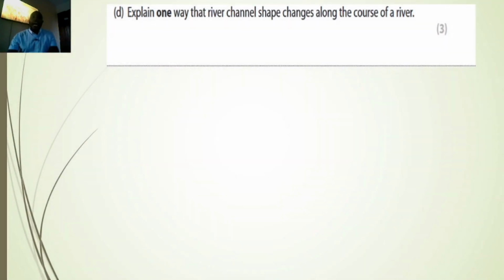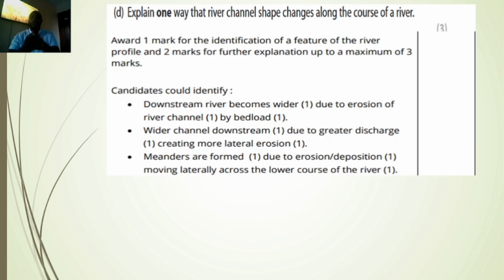And then: explain one way that river channel shape changes along the course of a river. You see, it's a very common question. The changes of a river along different courses, the upper course and lower course. Upper course, the upstream, lower course, the downstream. So you should be able to explain. We award 1 mark for the identification of a feature of the river profile and 2 marks for further explanation, up to a maximum of 3 marks.